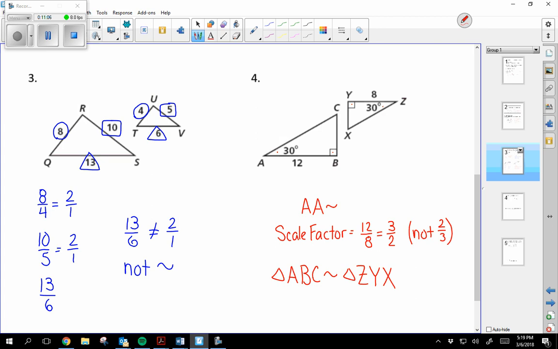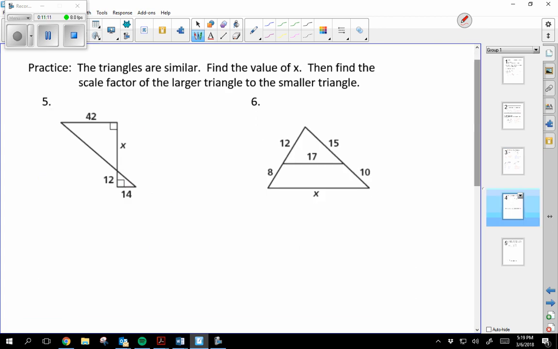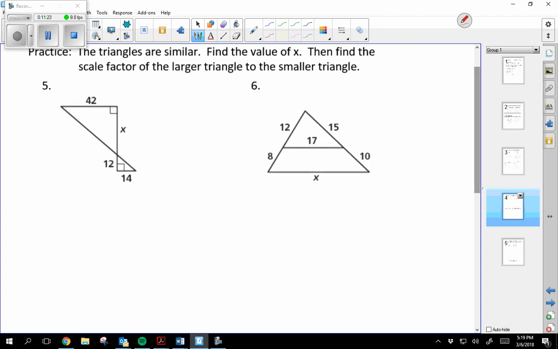Moving on to our next page. In these directions, we are told that the triangles are similar and asked to find the value of X. Then it also wants the scale factor of the larger to the smaller triangle. Well, these two triangles are similar. Technically, you have these vertical angles in here that are congruent, so they're similar by angle similarity.